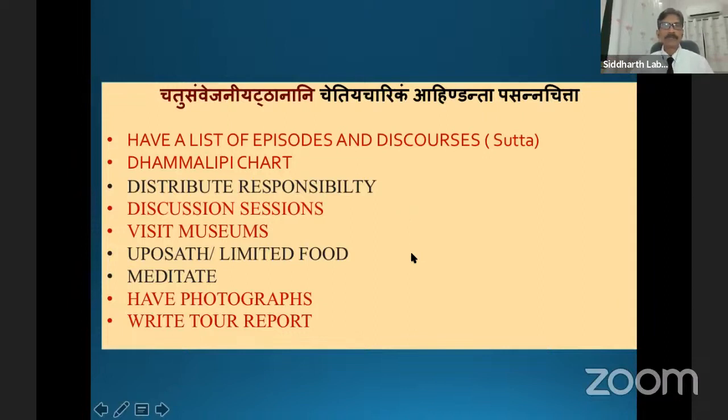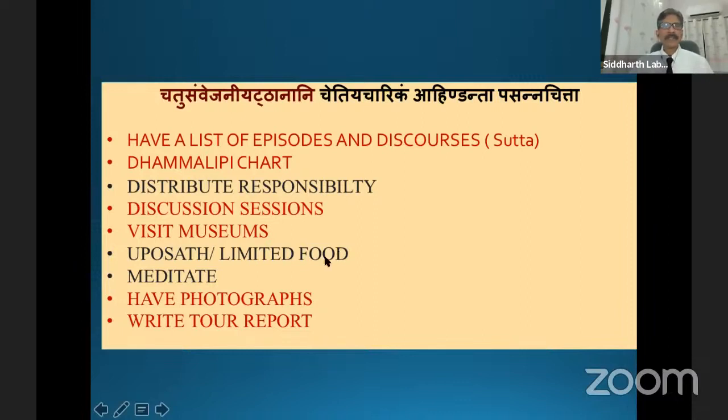Then you should keep uposatha, or have limited food. Why limited food? Because we are going to a very different, inconvenient place. Most of the time we feel unpleasant or get irritated about not getting food. But we have to ignore that, because we came for a very, very special purpose. So keeping uposatha is a very good thing. If not, then just ignore it.